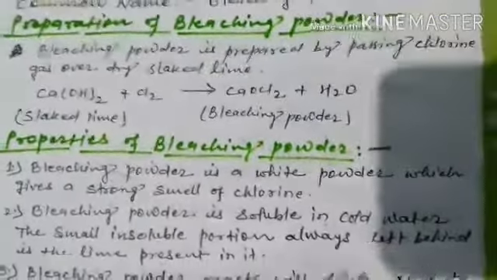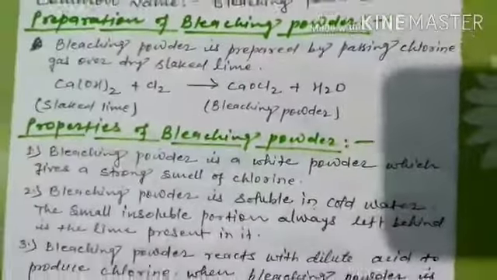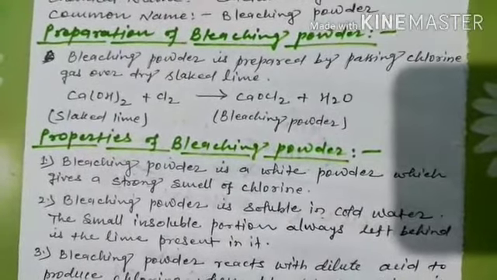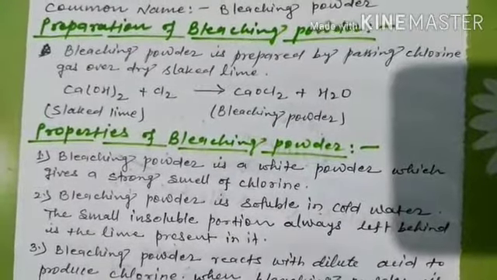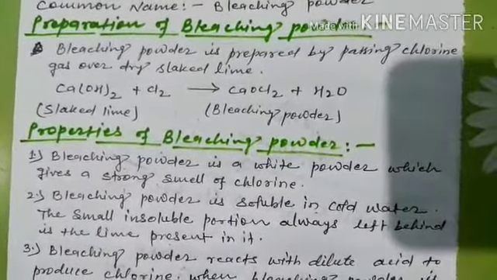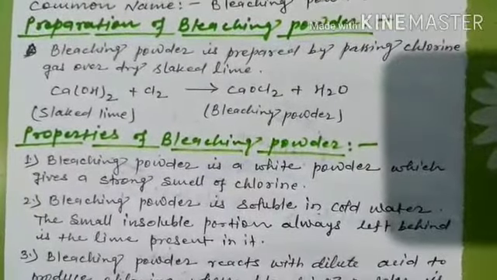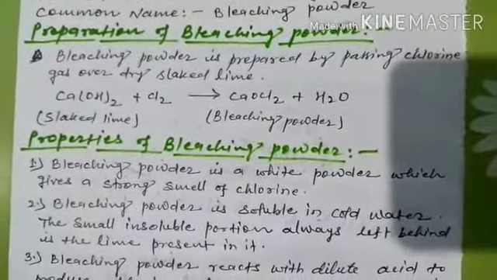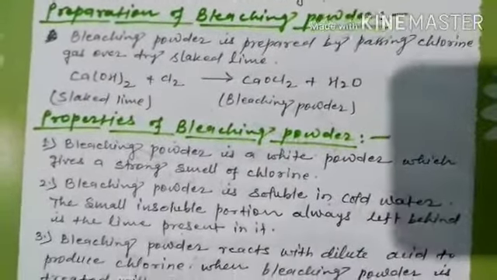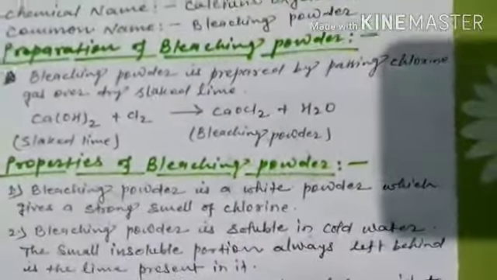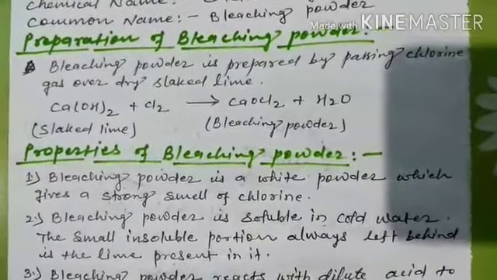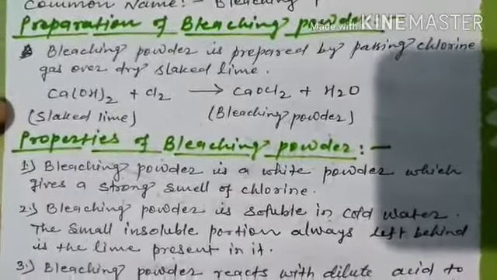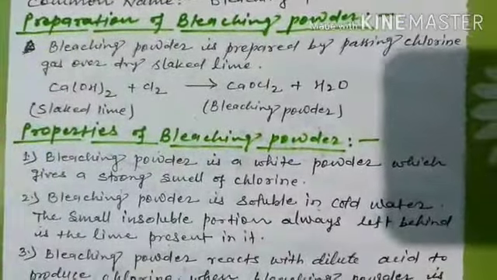Preparation of bleaching powder. Dear students, bleaching powder is prepared by passing chlorine gas over dry slaked lime. Or you can say, when chlorine gas passes through dry slaked lime, then bleaching powder and water are formed. So the formula for slaked lime is Ca(OH)2 and bleaching powder is CaOCl2.